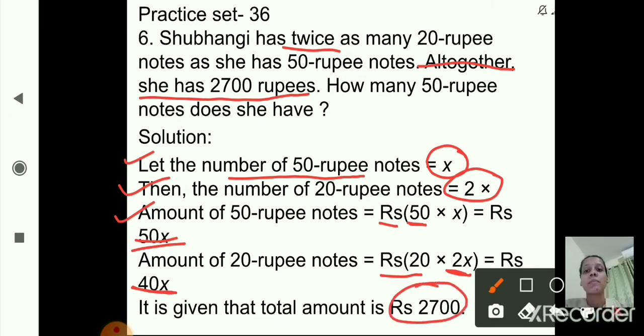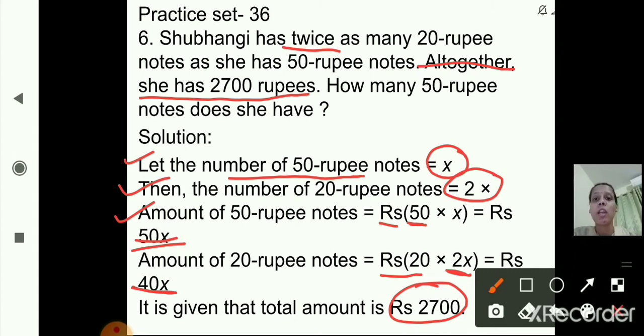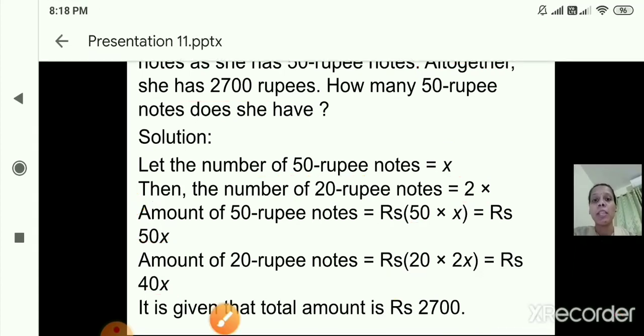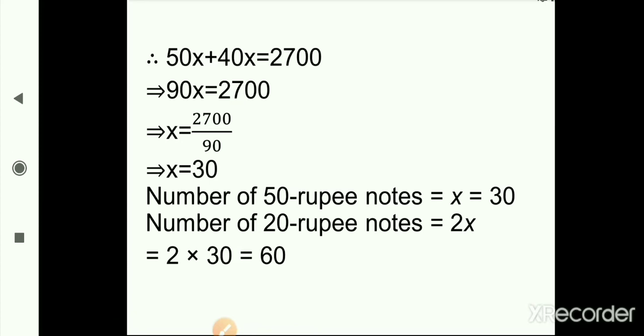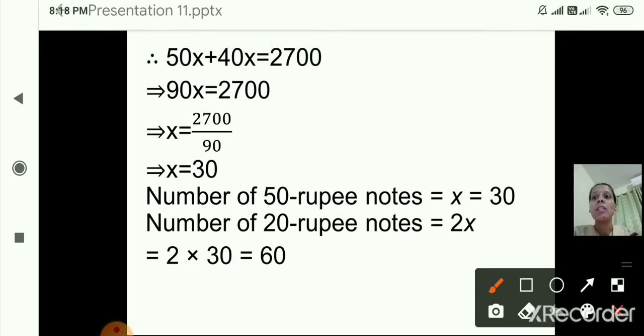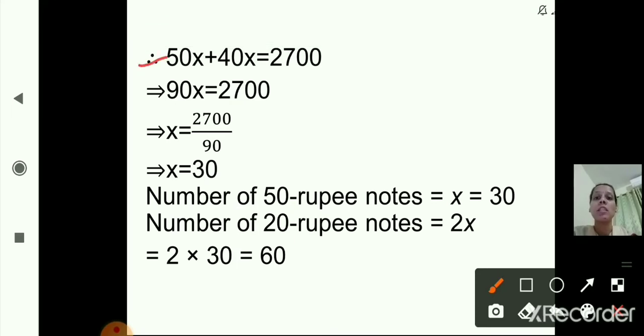So what is the equation now? The next step is, therefore, 50x plus 40x is equal to 2700. Now here we got an equation, that is 50x plus 40x is equal to 2700. She has a total of 2700 rupees. In that, 50x is the amount of 50 rupees notes and 40x is the amount of 20 rupees notes.